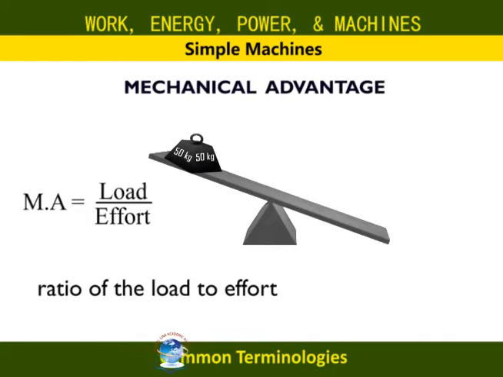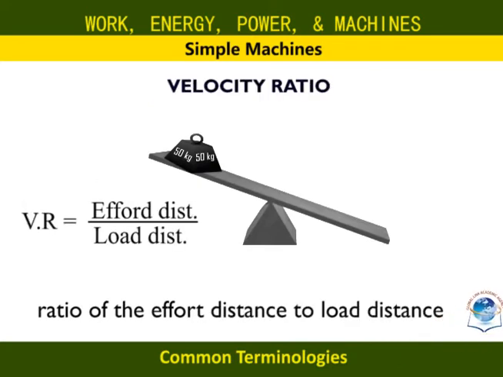Mechanical advantage is the ratio of the load to effort. Since it's a ratio of 2 similar units, mechanical advantage is unitless. Velocity ratio, VR, is the ratio of the distance moved by the effort to the distance moved by the load. It is also a ratio of 2 distances, and it is therefore unitless.